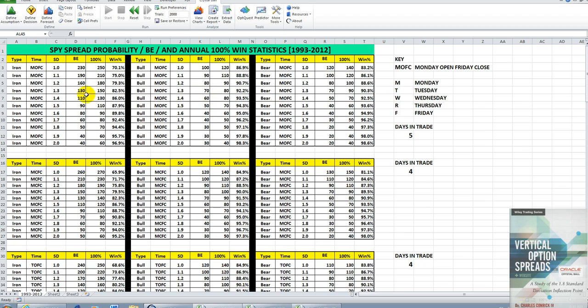And what this is telling you is MOFC means Monday open, Friday close, and the first column is iron condor. The second column is bull spread, and I'm going to call it a bull put spread, credit spread. And this is a bear call spread, a credit spread. This applies to credit spreads for my purposes. And let me show you how to read these matrices.